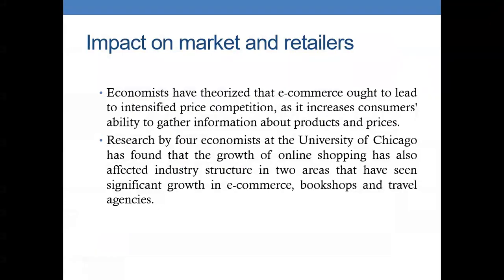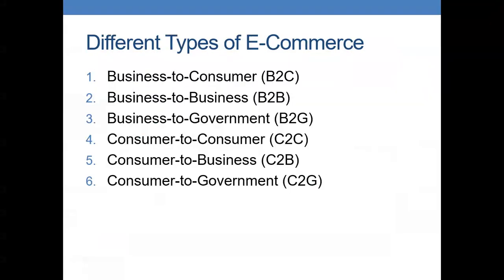Having said that, economists have found that the growth of online shopping has also affected industry structure in two areas in particular. Earlier it was the bookshops and travel agencies. Now it has moved on, and so many agencies and companies are coming under the e-commerce platform. Right. Having stated the above-mentioned topics, I'm moving on to the different types of e-commerce.